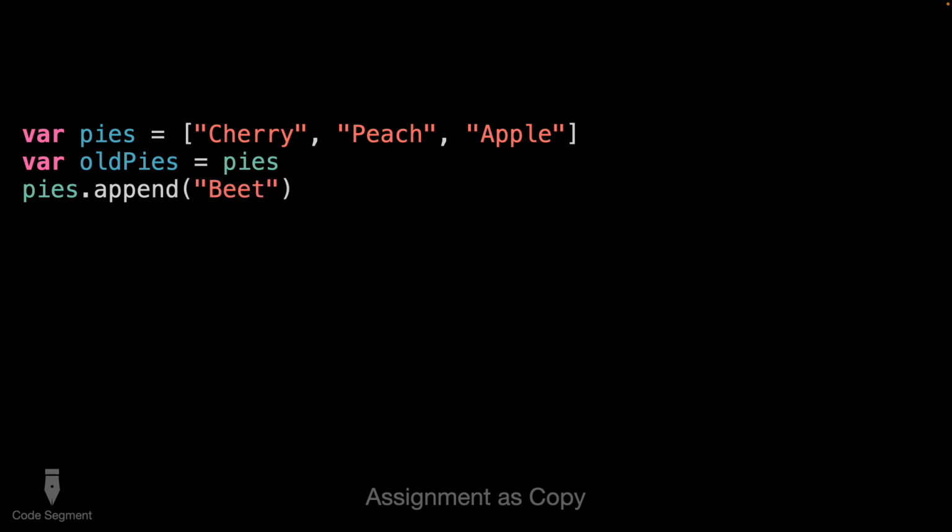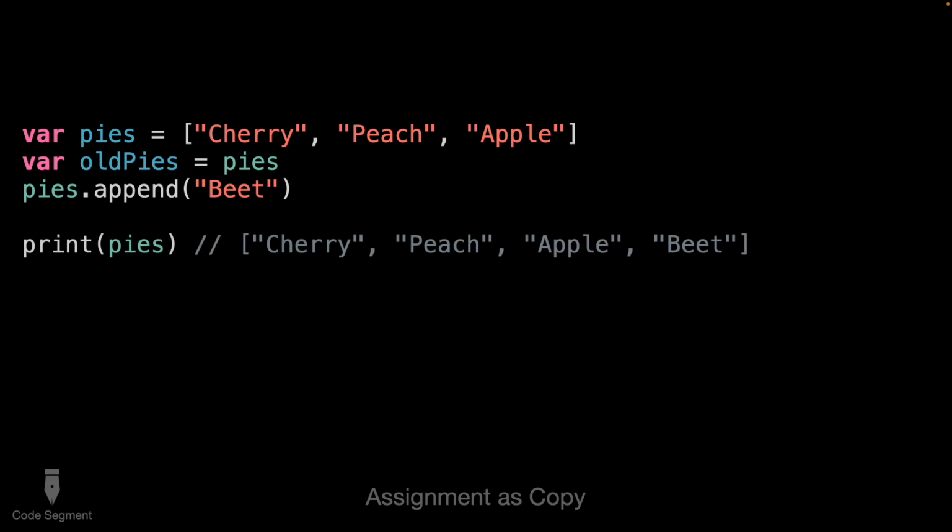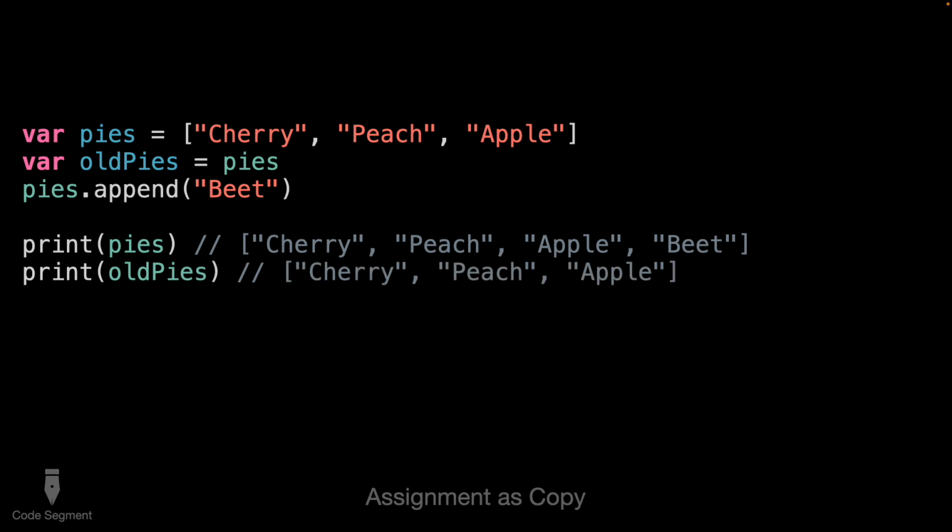Now we're going to modify our pie list with a new type of pie, a beet pie, which just sounds delicious. So with a beet pie added to pies, we can expect that when we print pies, we see the full array, including beet pie. What happens when we print old pies? We don't see the beet. That's because when we assigned pies to old pies, it copied it. It created a duplicate of that array somewhere else in memory, and it was basically created new.